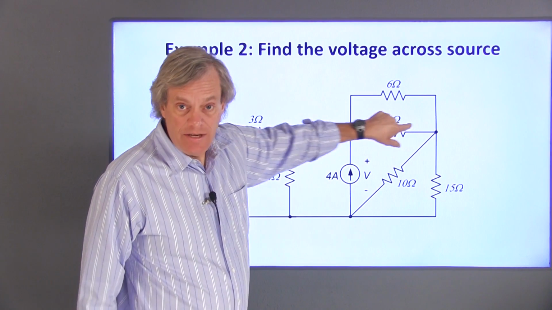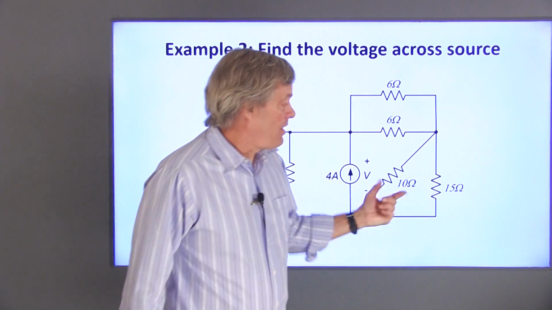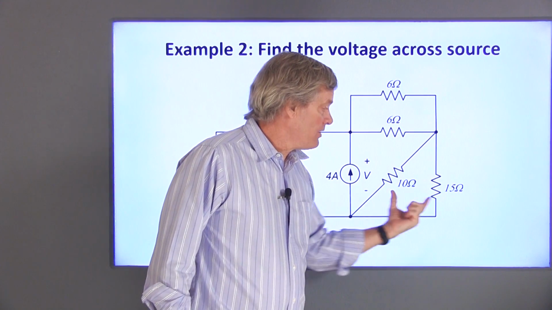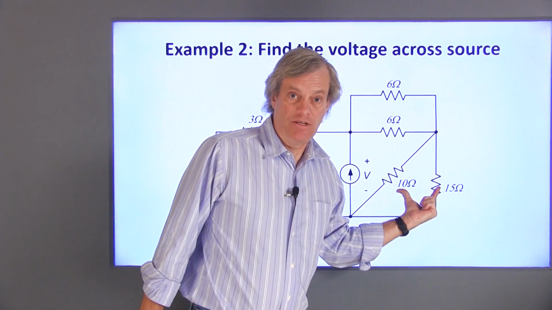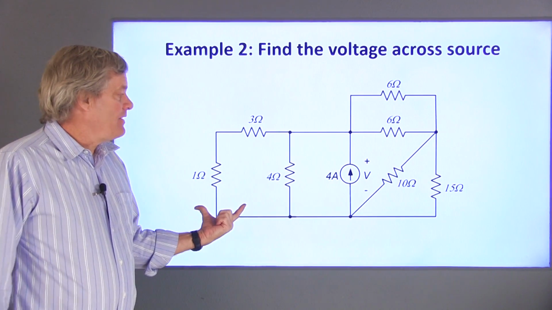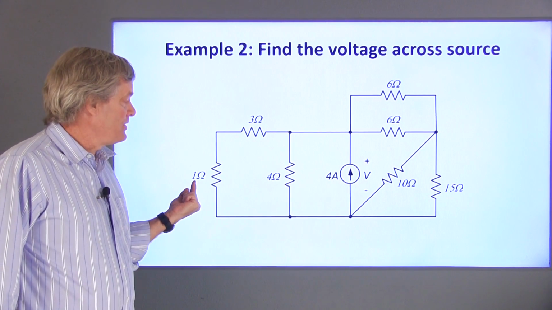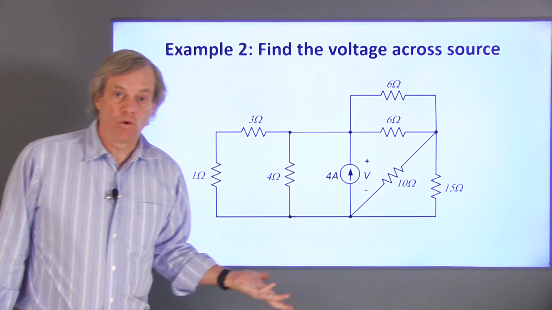If I loop around here, I only encounter those two resistors. And these two resistors are in parallel. A loop here encounters only the 10 ohm and the 15 ohm resistor. It's arbitrary where I start. I think I'll combine these two first. Series resistors add, so the equivalent resistance is 1 ohm plus 3 ohms, which is 4 ohms.